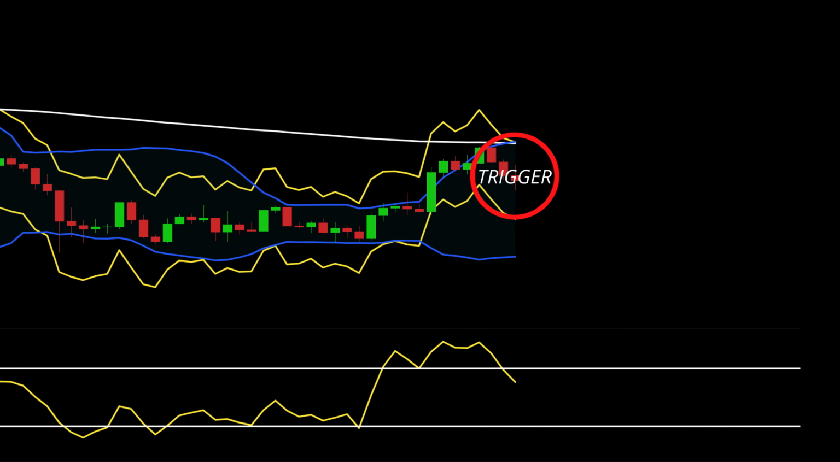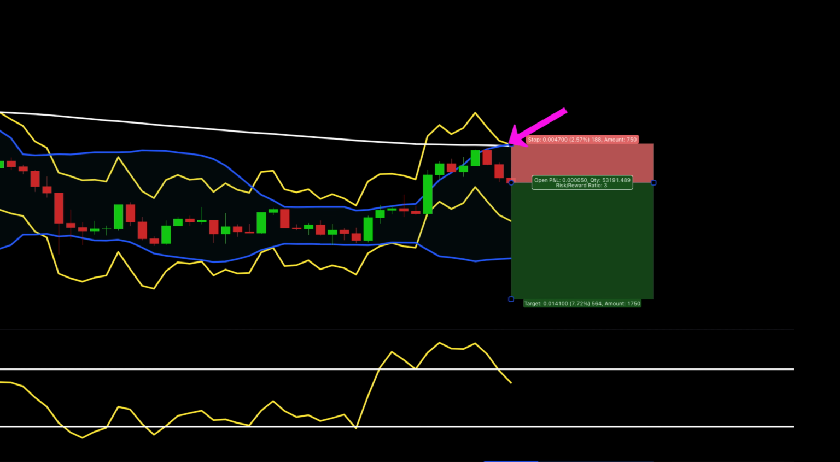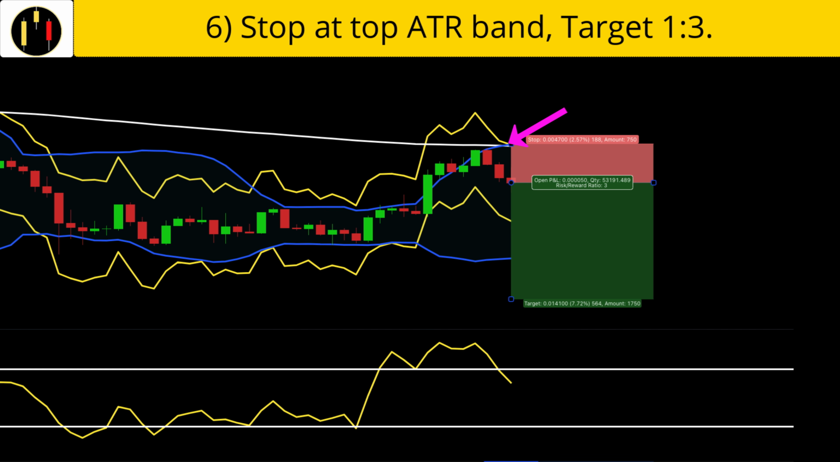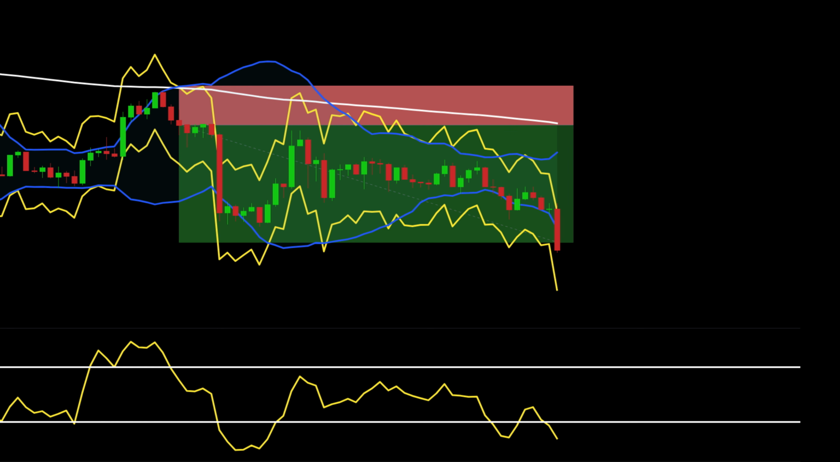All of that happens on this candle here. That is our trigger candle. The stop is placed at the top ATR band in yellow and target 3 times risk. And after a while, short example 1 hits the target.